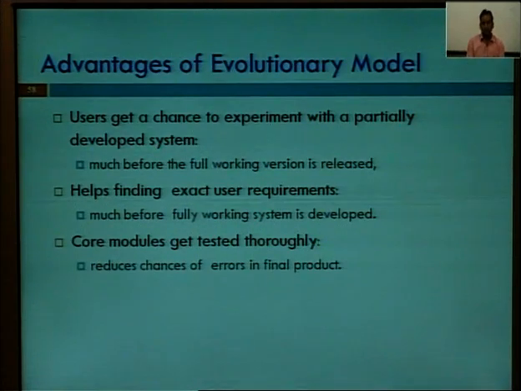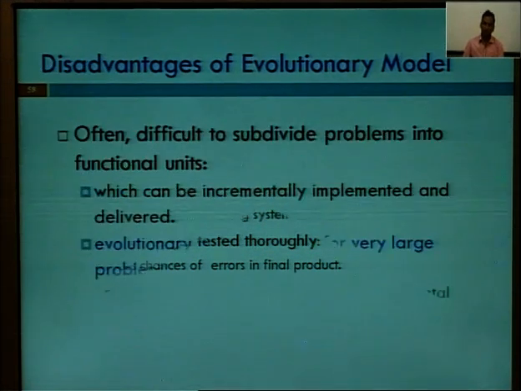The advantage of the evolutionary model is that users get a chance to experiment with the partially developed system much before the full working version is released. It also helps in finding the exact user requirements very easily, much before the fully working system is developed. In this evolutionary model, the code modules get tested thoroughly, reducing the chances of errors in the final product.